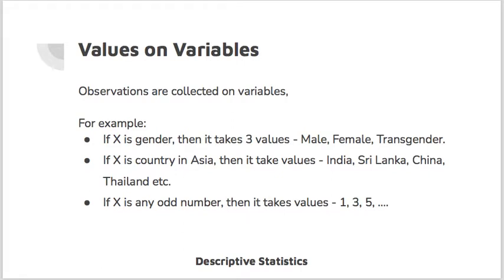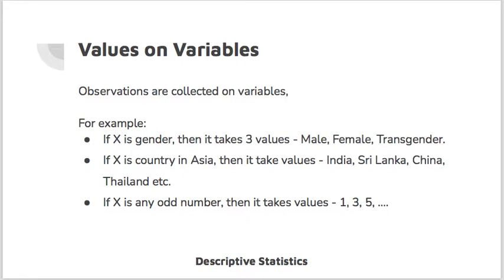If the objective of our study is about odd numbers, and we take X as an odd number, then the values will be 1, 3, 5, and it keeps going. So the odd values can be 1, 3, 5, 7, 9 and so on.